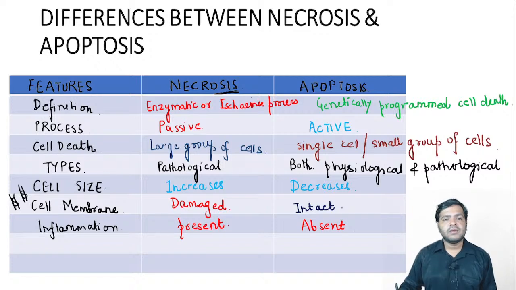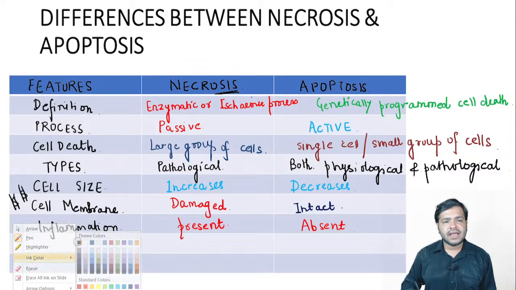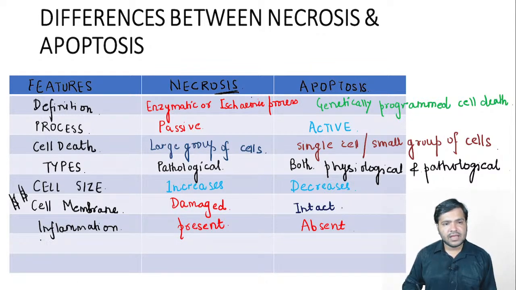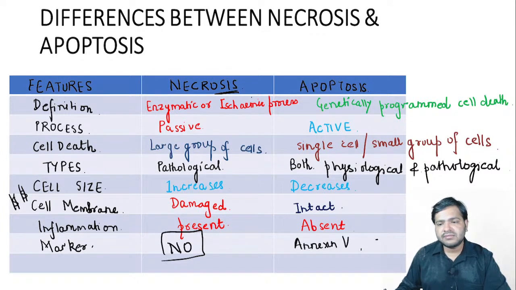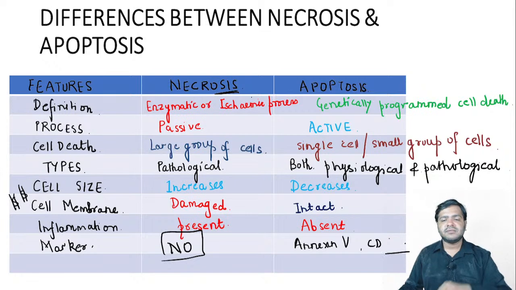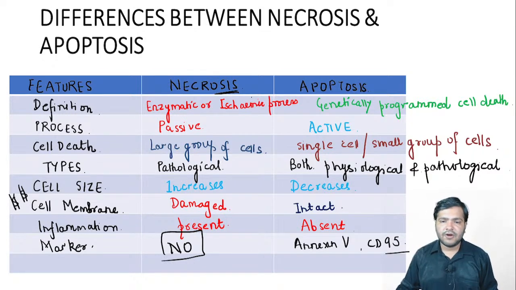Okay, it is absent in case of apoptosis. Talking about the next feature, that is the marker. Remember, we have no marker for necrosis, whereas for apoptosis we have annexin, which we can use to detect, and CD95. So these are certain markers of apoptosis.